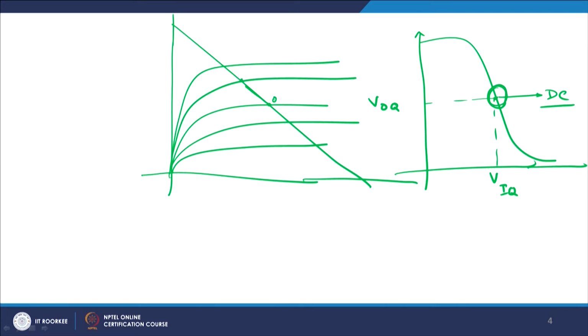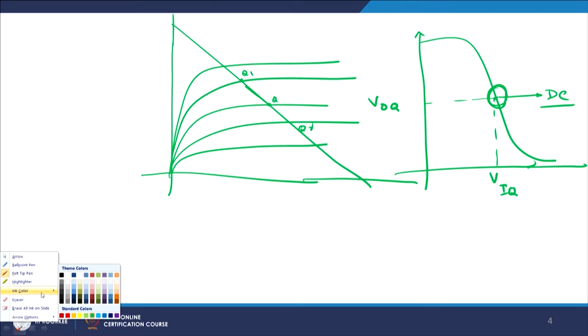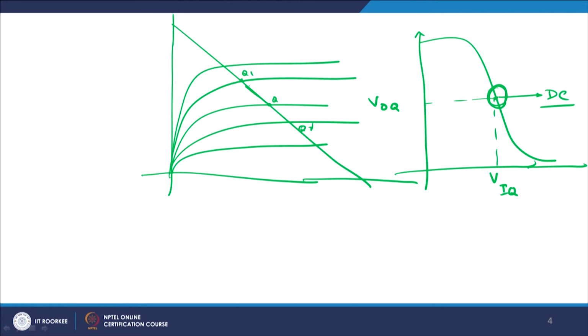So, this is your Q, this is your Q1 and this is your Q2, right. So from here it goes to Q1, then from Q1 it goes to Q again, and then Q to Q2, and then again Q2 to Q. So one single transition of the input wave cycle will make my Q point traverse 1, 2, 3, 4, agreed.